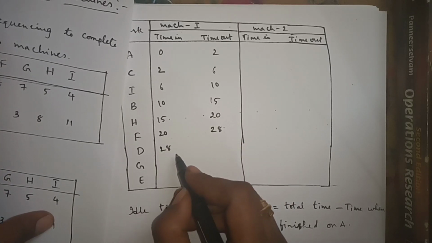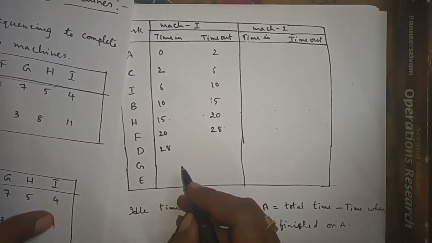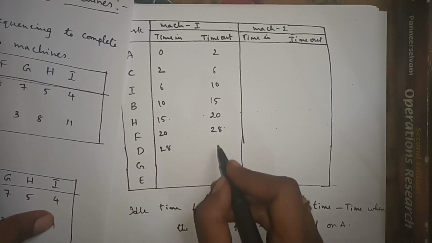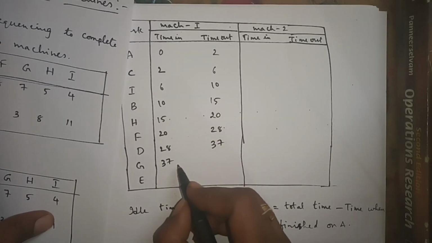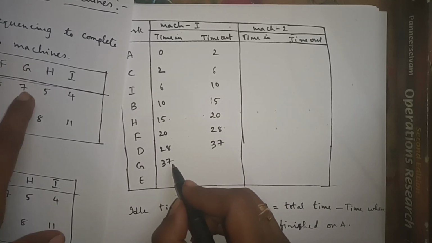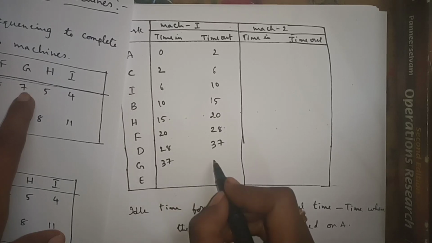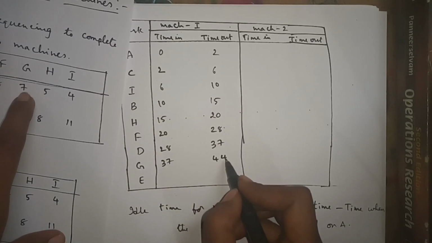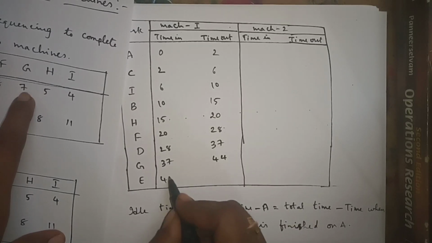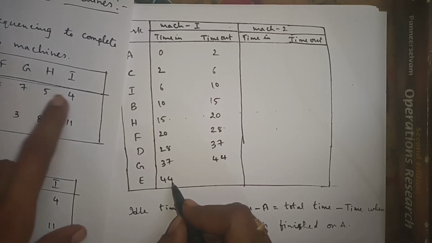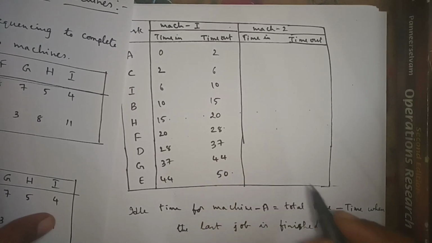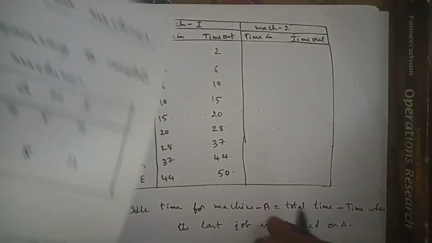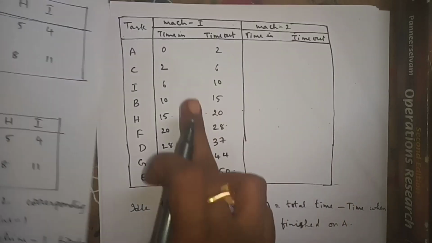Near D, 9. 28 plus 9 is 37. 37 I will write here. For G, 7. 37 plus 7 is 44. 44 I will write here. Now for E, 6. 44 plus 6 is 50. Like this you have to write, using these values for machine 1.